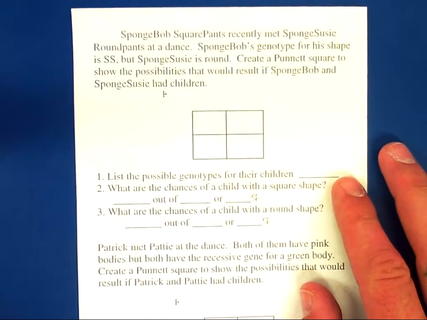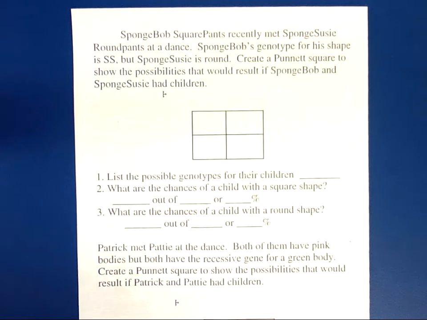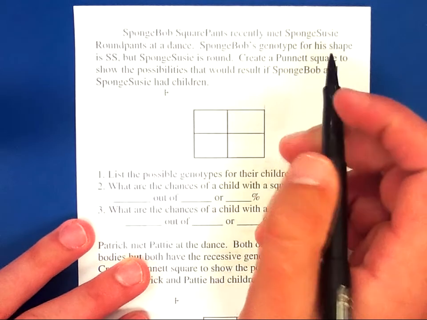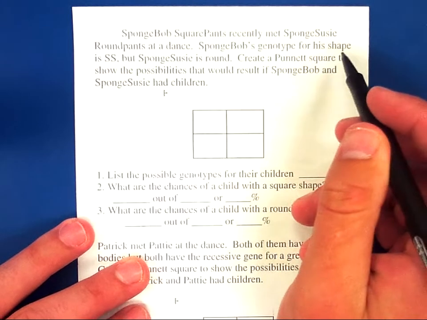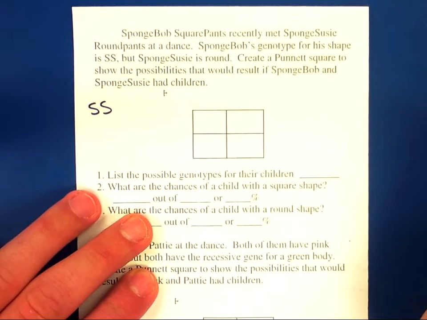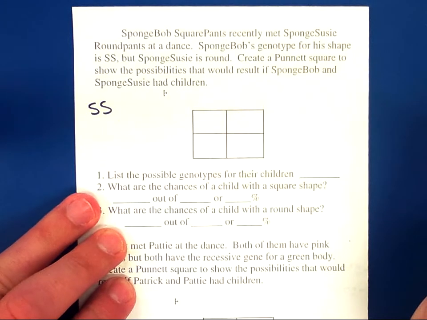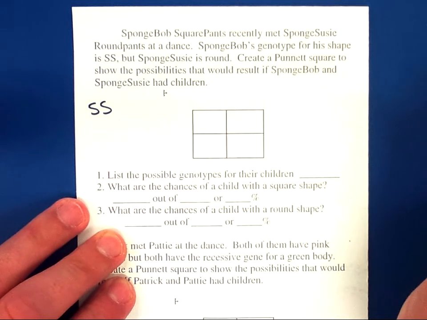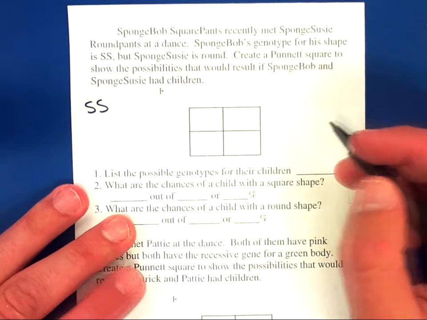All right, and go ahead and flip it to the next part here. It says SpongeBob. All right, so SpongeBob SquarePants recently met Suzy Round Pants. SpongeBob's genotype for his shape is homozygous dominant. But Sponge Suzy is round. Create a Punnett square to show the possibilities that would result if SpongeBob and Sponge Suzy had a child.